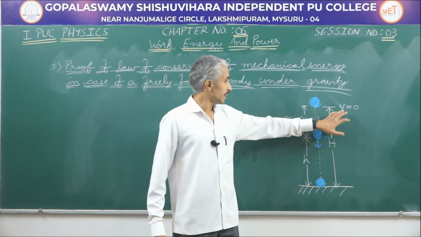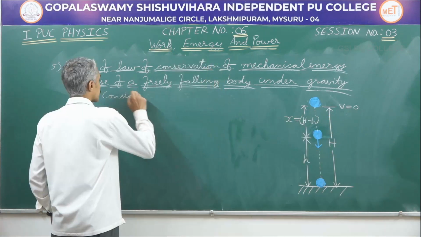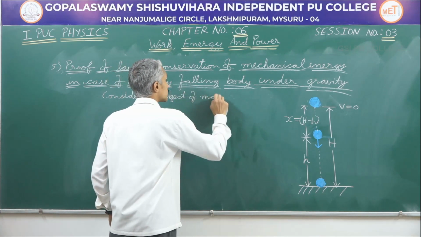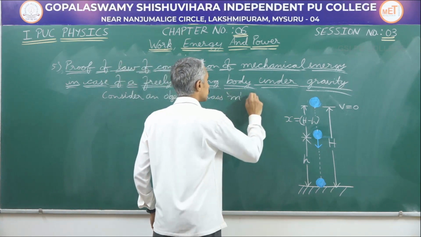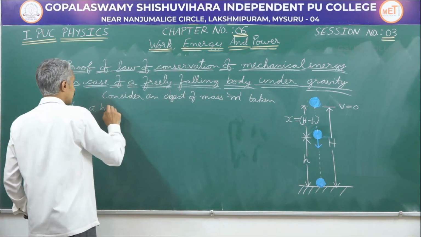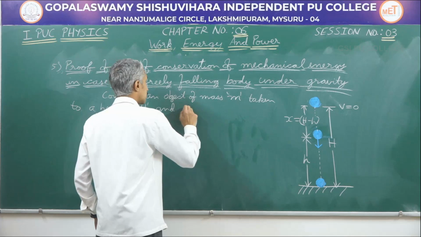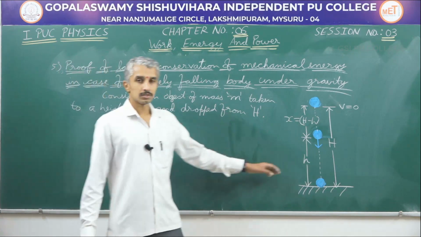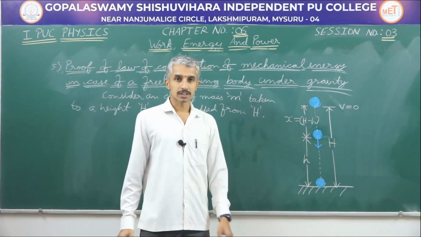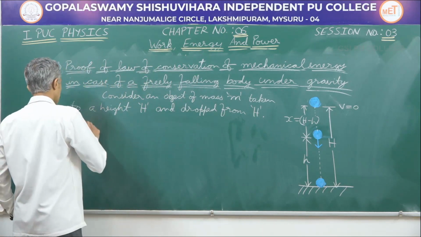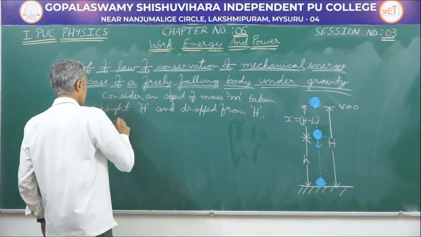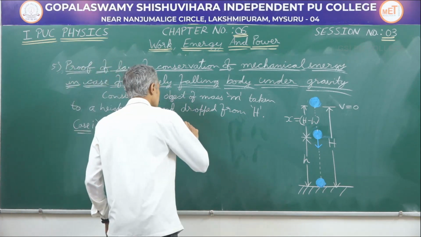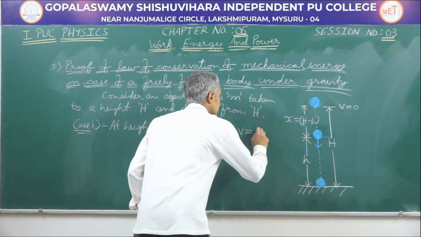So the kinetic energy at this position is 0. Now let us proceed. Consider an object of mass m taken to a height h and dropped from h. Here the diagram depicts 3 different cases. The first case, case 1, at height h, the velocity v is going to be 0.